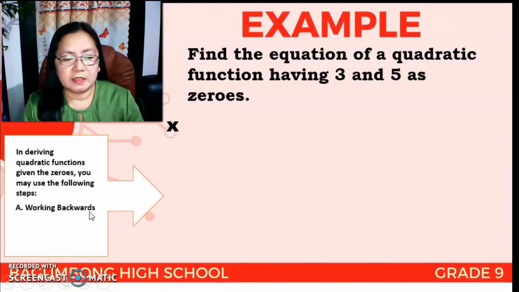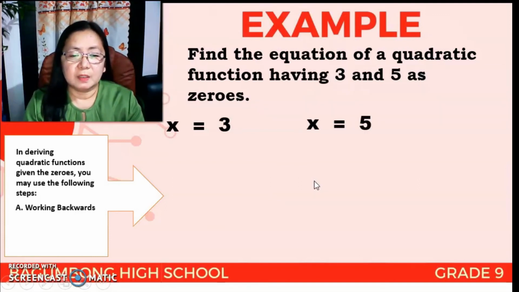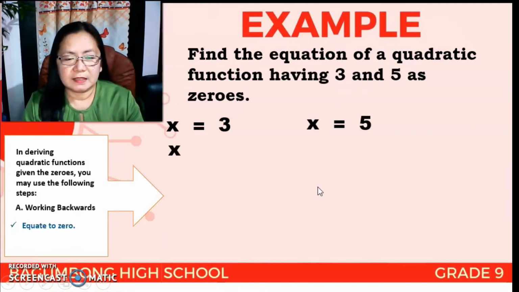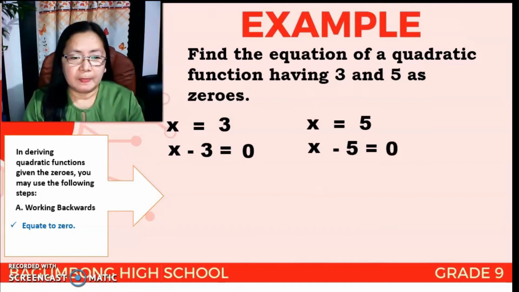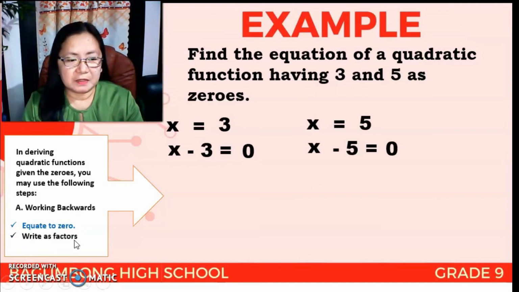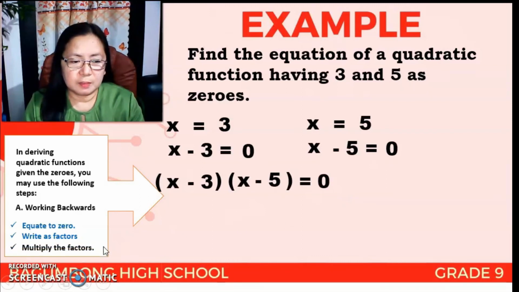By working backward, let x is equal to 3, the first zero, and the second zero is 5, so x is equal to 5. Equate to 0, that is x minus 3 is equal to 0, and the other one, x minus 5 is equal to 0, by using the addition property of equality. Next, write as factors. First factor is x minus 3 times the second factor, x minus 5 is equal to 0. Next, multiply the factors by using the FOIL method.